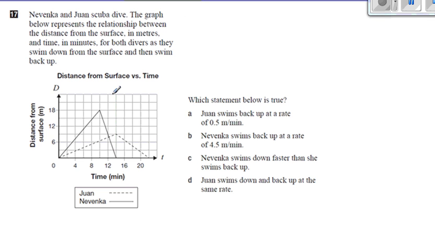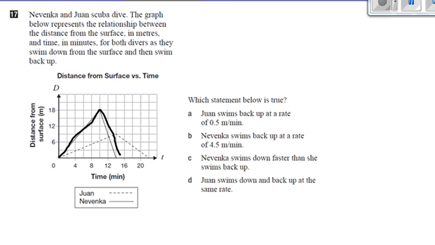Nevenka and Juan scuba dive. The graph below represents the relationship between the distance from the surface in meters and time in minutes for both divers as they swim down from the surface and then swim back up. Well, what a confusing looking graph this is. So here I'm measuring distance from the surface. In other words, this represents Nevenka swimming down, and this represents her swimming back up.